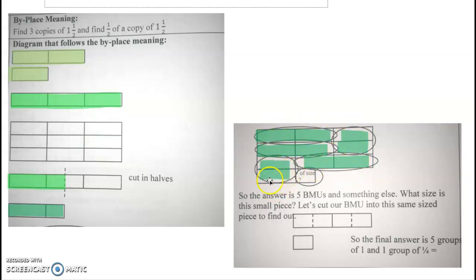Okay, so it may be helpful to draw this step by step. Okay, so the final answer here is 5 groups of 1 and 1 group of 1/4. That's the by place. Okay, so again, you're welcome to hit pause. Sometimes it's helpful not just to see it and walk through it, but then to actually put your pencil or pen to paper and do it yourself.